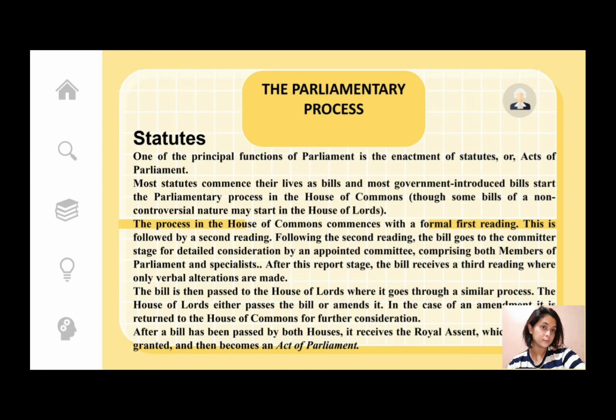After this report stage, the bill receives a third reading where only verbal alterations are made. The bill is then passed to the House of Lords where it goes through a similar process. The House of Lords either passes the bill or amends it. In the case of an amendment, it is returned to the House of Commons for further consideration. After a bill has been passed by both houses, it receives the royal assent, which is always granted, and then becomes an act of Parliament.